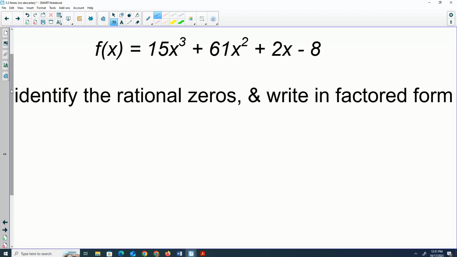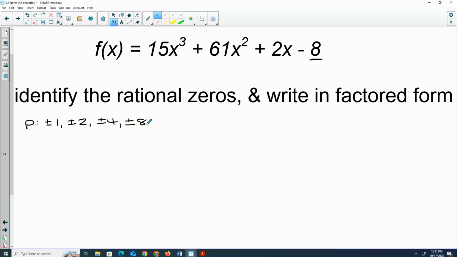Everything can get a plus and minus with it. I know it's annoying, but you really do need to put that plus and minus with each one, because if you don't, it looks like only positive numbers would divide it. So P, everything that divides, remember P comes from the constant. What's everything that would divide 8 evenly? 1, 2, 4, and 8.